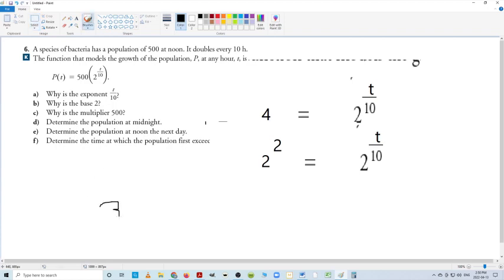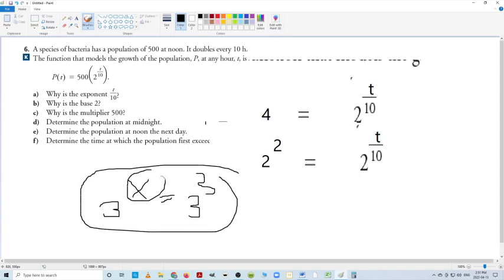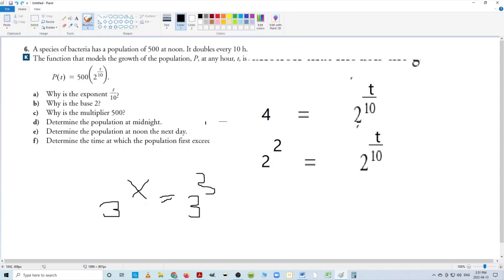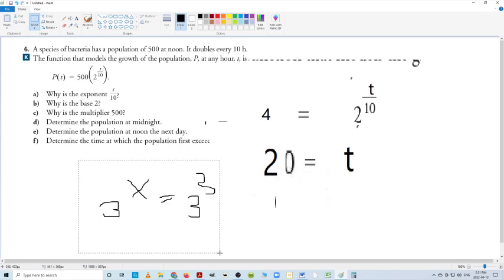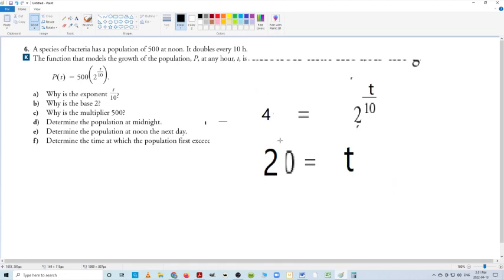If I said to you 3 to the x is equal to 27, then you realize, okay, I can express 27 as 3 to the 3. It's clear that the only way this can be true is if x is equal to that. Okay, well in this case, the only way this can be true is if 2, this exponent here, is equal to this exponent here. To solve this, I multiply by 10. So 2 times 10 is 20. So therefore the time is 20 hours for this population to reach 2,000, which is what we knew already.